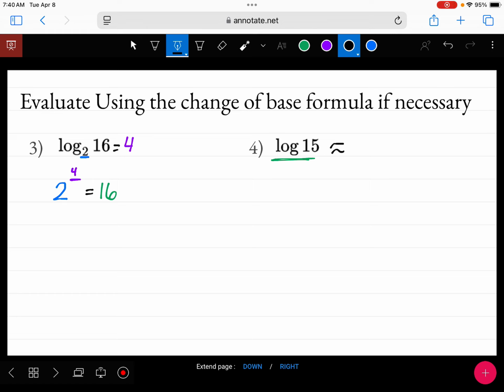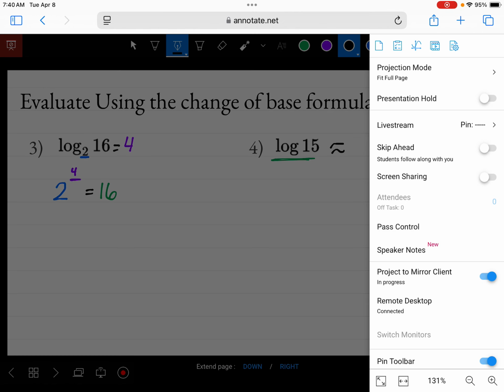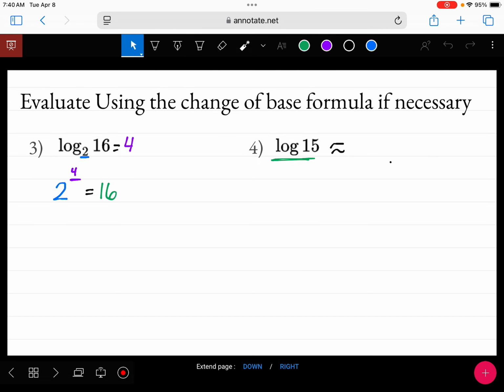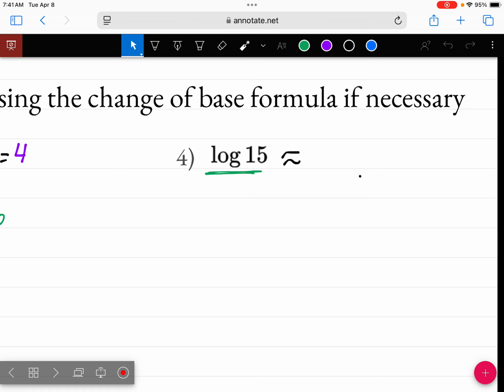Because this is just about equal to, I even forget already. 1.76, so that would be 1.18. Yeah, 1.18.